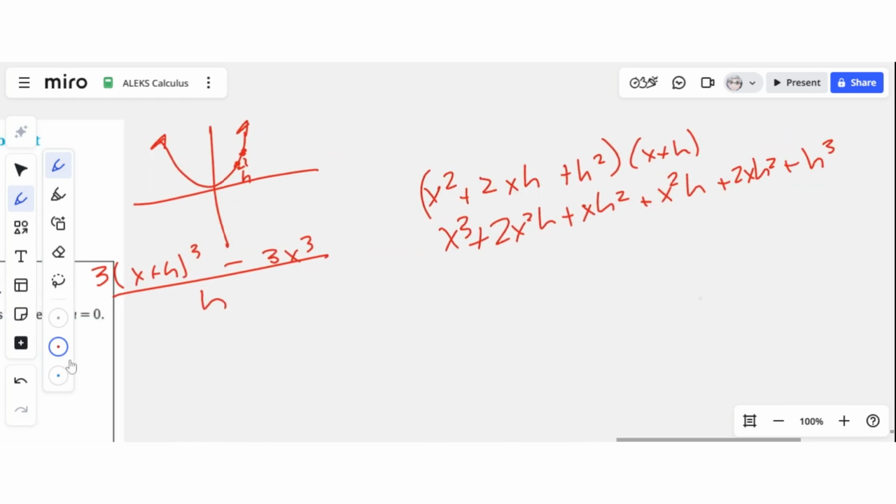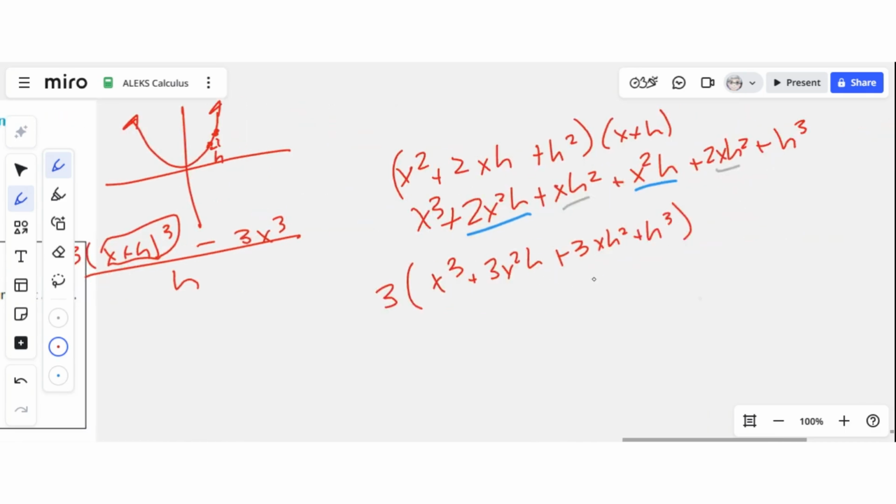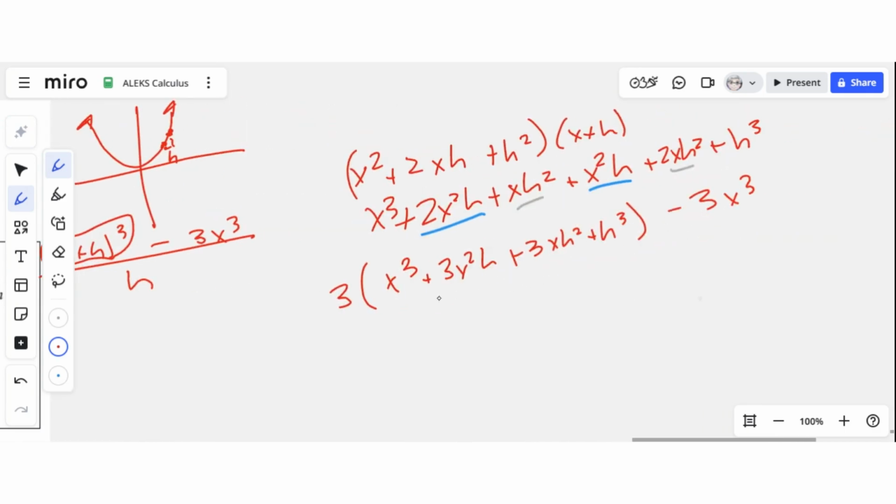And then we've got some like terms here. We've got x squared h and x squared h, and then we've got xh squared and xh squared. Looks like it's going to be 3 of all of those. So I'm going to have x cubed plus 3x squared h plus 3xh squared plus h cubed. And all of that is just this little chunk. So we've got to multiply all of that by 3. Then we've got to subtract 3x cubed and put it over h.